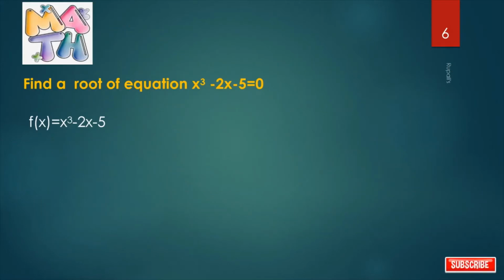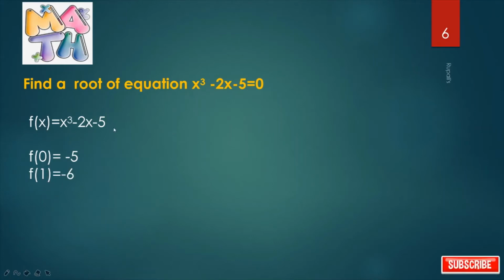So take one mathematical problem. Find a root of the equation x³ − 2x − 5 = 0. So what is f(x)? f(x) = x³ − 2x − 5. First we have to calculate the value of f(0). If the value of x = 0, we get the result −5. It is negative. Now calculate the value of f(1).